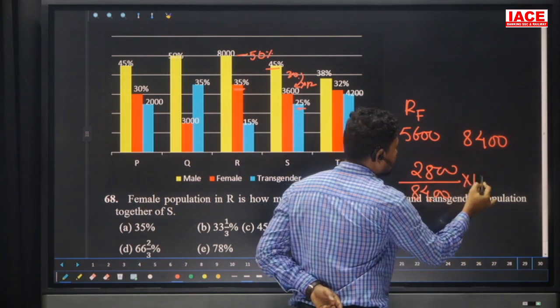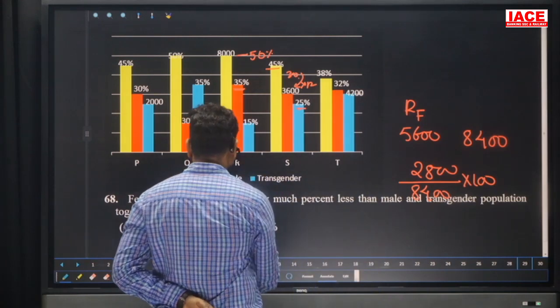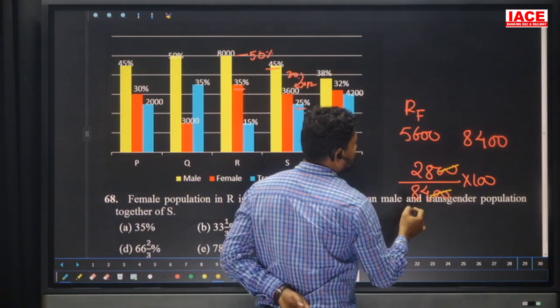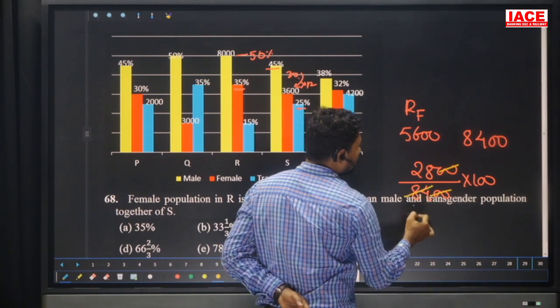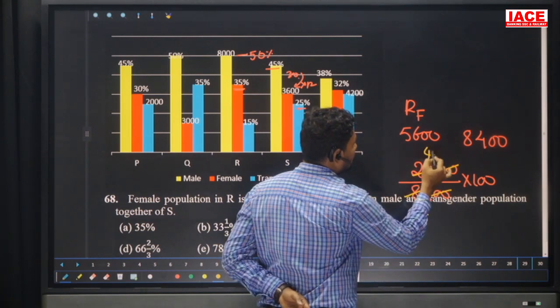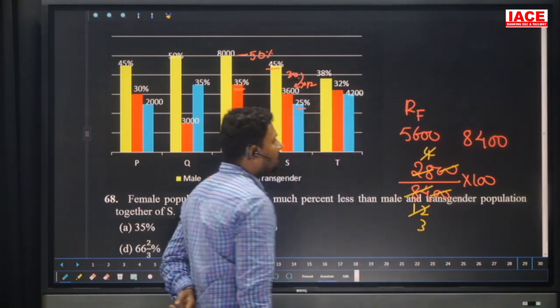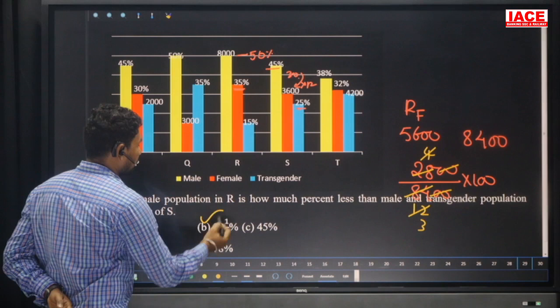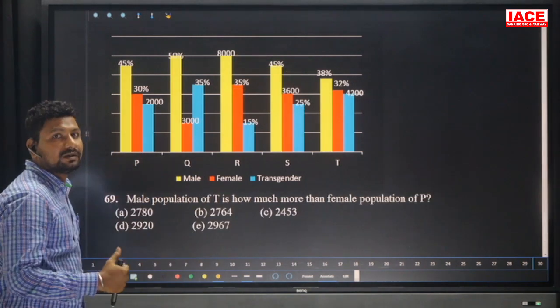We need a percentage, so multiply with 100 and cancel the double zero. So 7 1s are 7, 7 2s are 14, 7 4s are 28, and 4 3s are 12. 100 by 3 is equal to how much percentage? 33 1/3 percentage. Our option is B. Question number is 69.